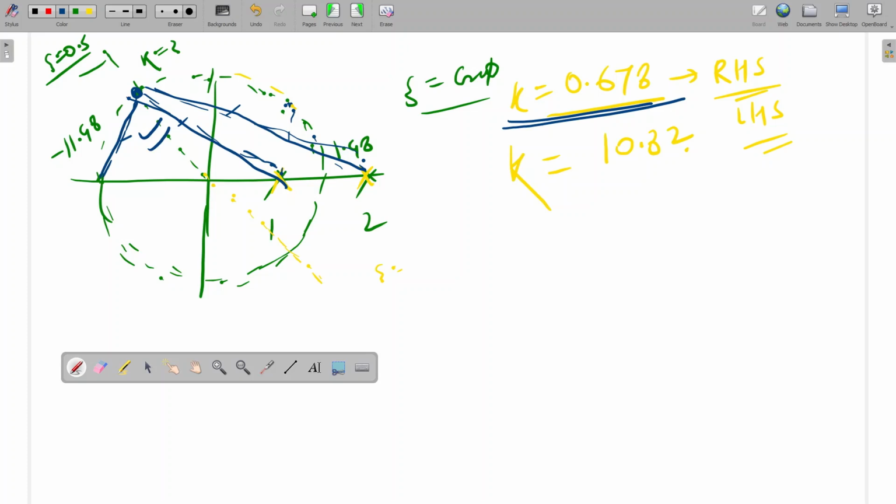Sir, please explain once, sir. See, the K formula I have discussed. K is equal to the multiplication from poles.